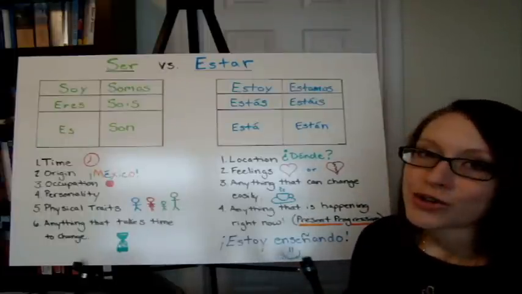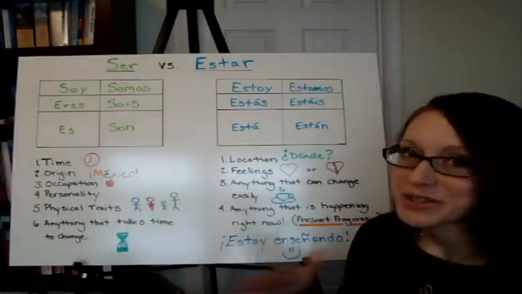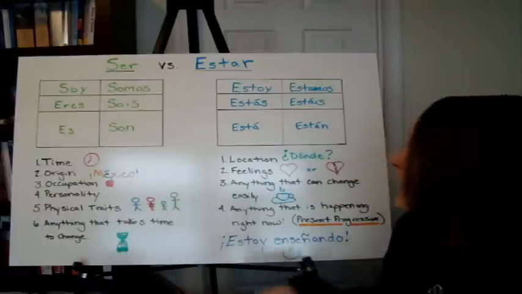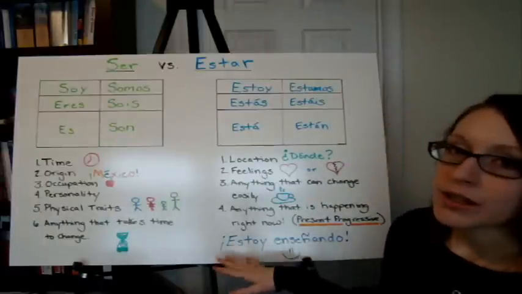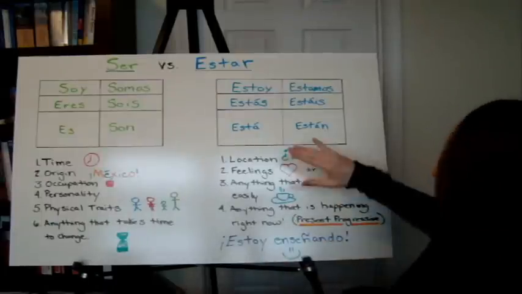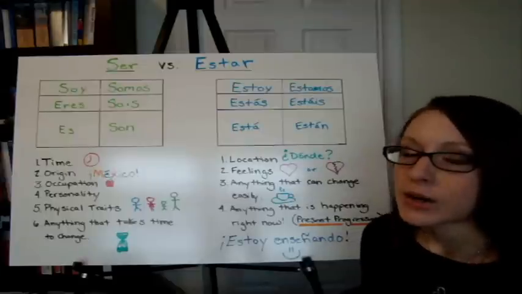I am not going to be teaching forever. This lesson is not going to go on for hours and hours and hours. Aren't you happy for that? I know I am. It's going to have an end. So because it's not going to happen forever, and it does have an end and it's temporary, we use the verb estar. So anything that is happening right now. So locations, feelings, things that change easily, and things that are happening right now.